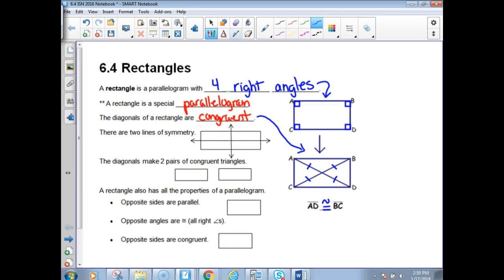So if we went this way from the left upper corner to the right lower, we just made 2 congruent triangles. And on the other one, we can go the other way and make 2 congruent triangles. So these are congruent because they're both right triangles with the same hypotenuse, and the opposite sides are congruent as well.